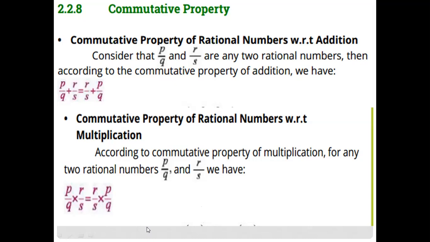So here we study two properties. One is the commutative property of rational number with respect to addition, and the other one is commutative property of rational number with respect to multiplication. In these two properties, you will check you have two rational numbers, you add them. If you change the order of the rational numbers, again the answer will be same. Similarly, in commutative property of multiplication, you will multiply two rational numbers. If you change the order, means that the second value you write first and the first value you write second, and you multiply them, you will get the same answer.